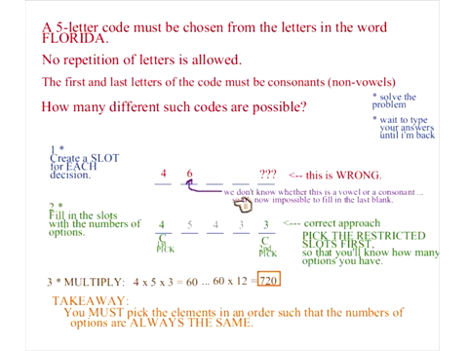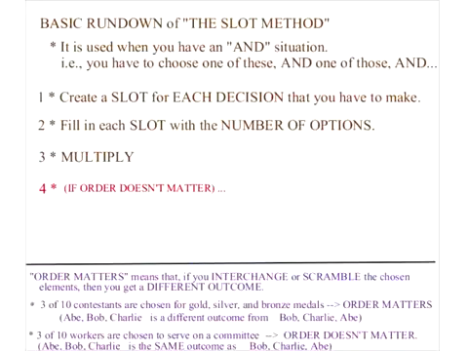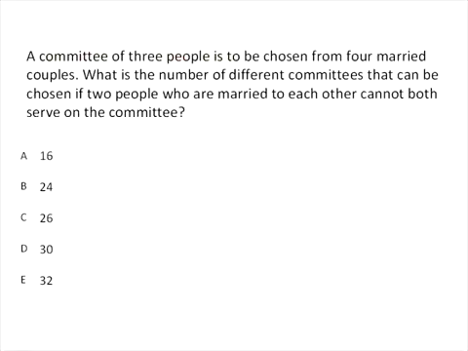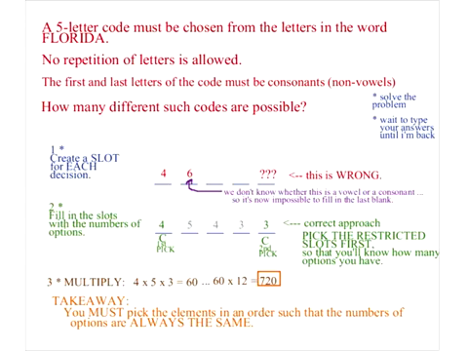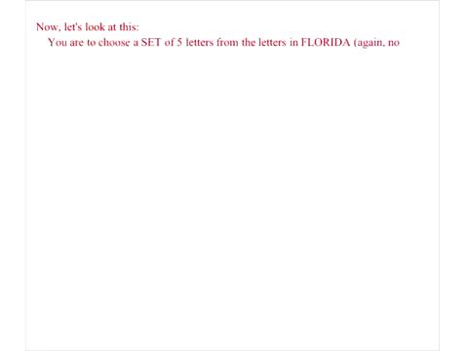Okay, let's look at another variation on this, and now we're going to discover what this fourth step is going to be. What do you do if order doesn't matter? So, sorry, let's see these problems. Okay, now let's look at this. Let's say that you are to choose a set of 5 letters from the letters in Florida. Again, no repetition. Okay, how many such sets are possible?